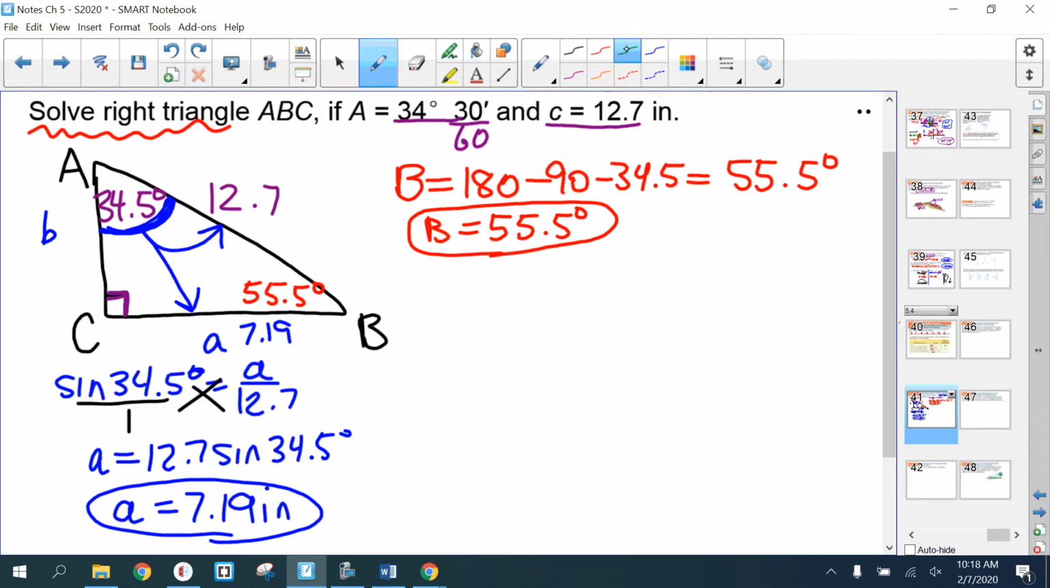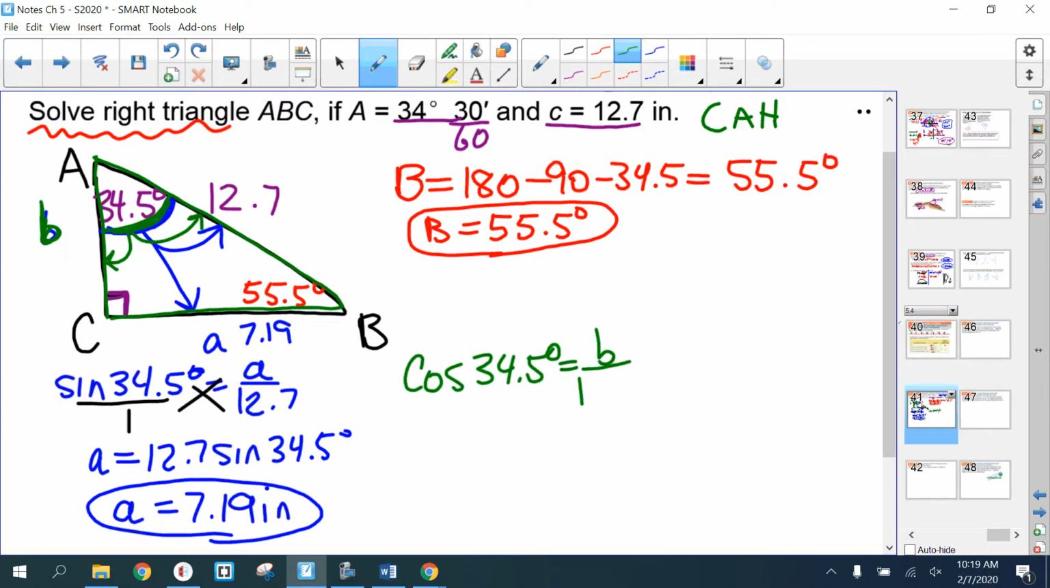Okay, I'm going to do B in green. So I suppose you could use Pythagorean theorem. You've got 2 sides of a right triangle, so that would be an option. I think it's easier to use SOHCAHTOA though, because if I use this angle, I'm looking at adjacent and hypotenuse. I can just use cosine. Cosine is adjacent over hypotenuse. So I would say cosine 34.5 degrees equals adjacent side B over hypotenuse 12.7. Once I cross multiply, 12.7 cosine 34.5 degrees.